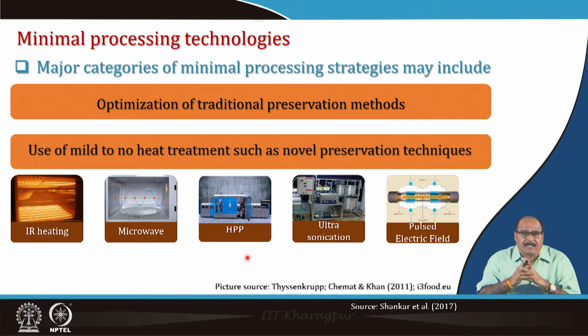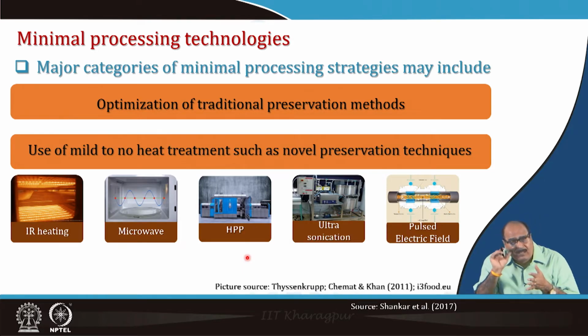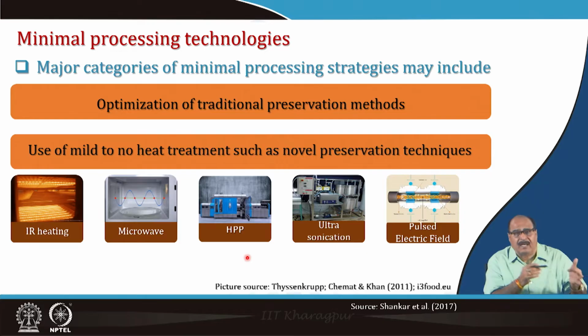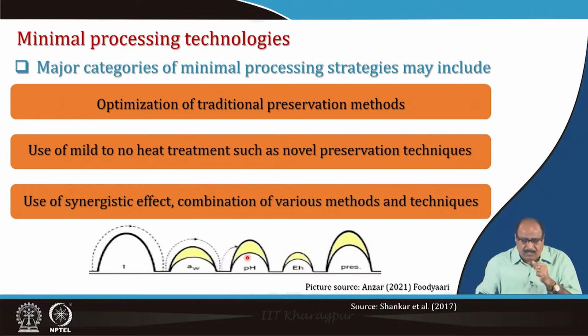Other, obviously, is the use of mild or no heat treatment, such as novel preservation techniques like infrared heating, microwave heating, high pressure processing, ultrasonication, pulse electric field processing. So, these are the novel advanced thermal technologies or non-thermal technologies which can be used. By this, one can reduce the severity of the processes and get better nutritional and health effect.